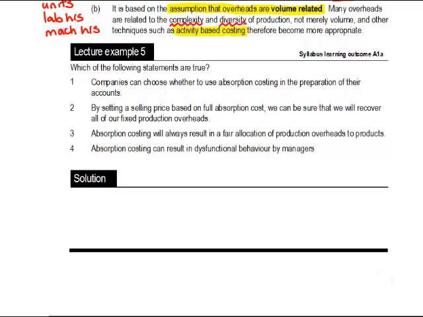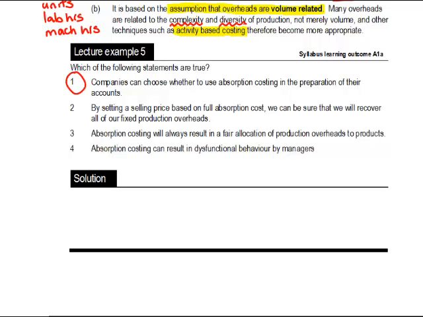In lecture example 5, we're given 4 statements, and we have to say which, if any, of these statements are true. So let's just have a look at the first one. Companies can choose whether to use absorption costing in the preparation of their accounts. Well, this is actually true. Companies can actually choose whether to use absorption costing.